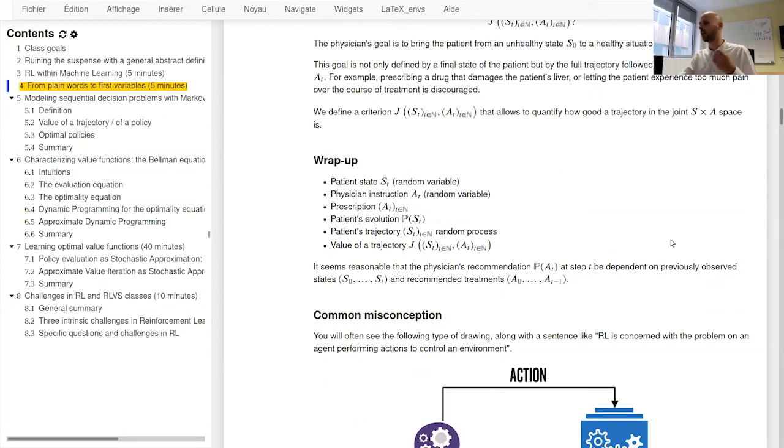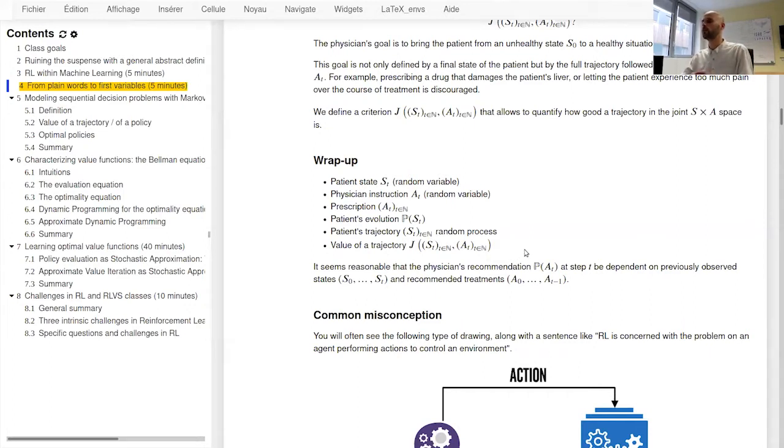So if we wrap it up, we consider a patient that is in a state S, which is a random variable. The instruction at time t is a random variable too. The prescription is thus a collection of random variables, an infinite collection of those. The patient's evolution is also an infinite collection of random variables, that is a random process. That represents the patient's trajectory in the state space. And the value of the trajectory is some criterion J over the realizations of these random variables.